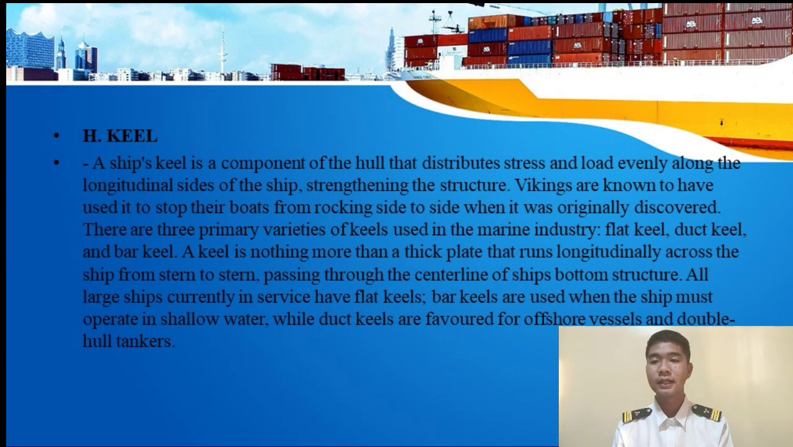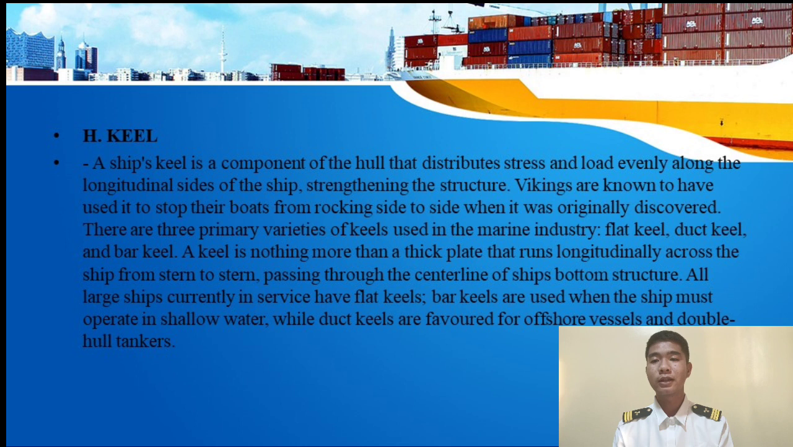Next one, keel. A ship's keel is a component of the hull that distributes stress and load evenly along the longitudinal sides of the ship, strengthening the structure. Vikings are known to have used it to stop their boats from rocking side to side when it was originally discovered. There are three primary varieties of keels used in the marine industry: flat keel, duck keel, and bar keel.